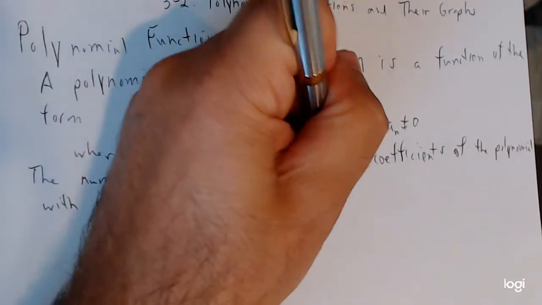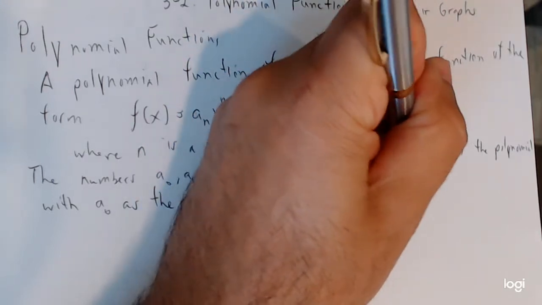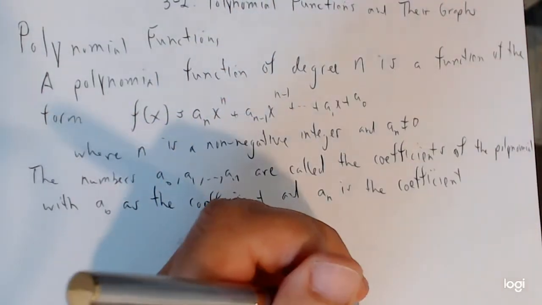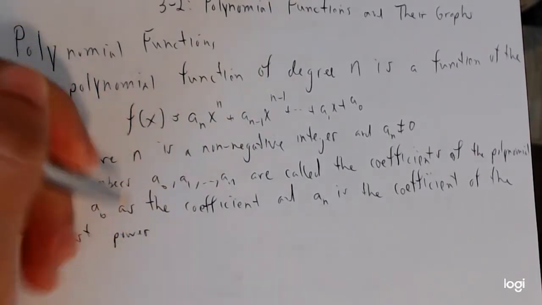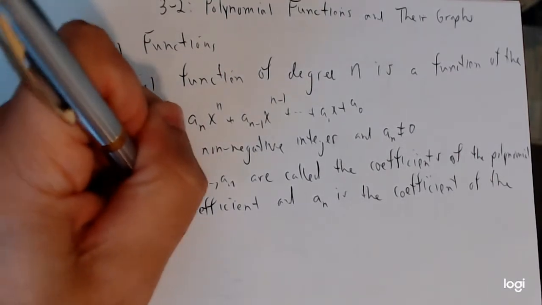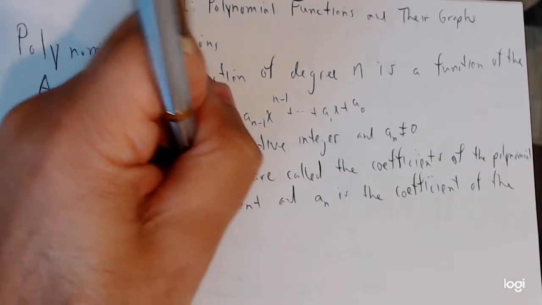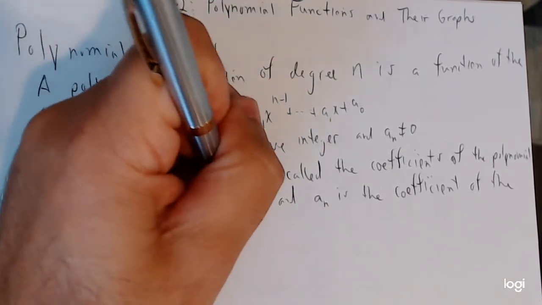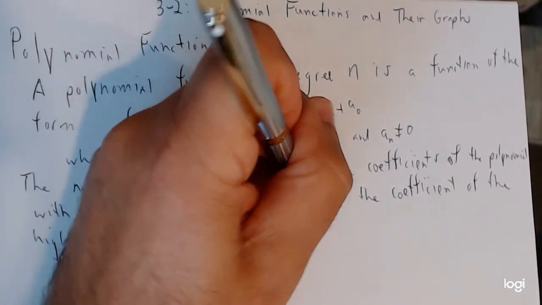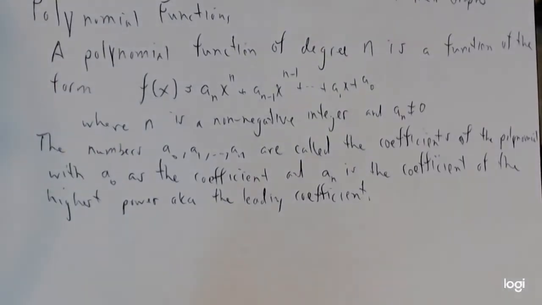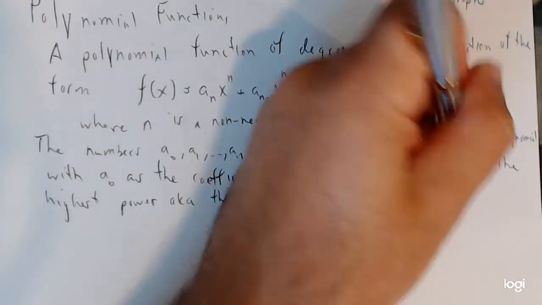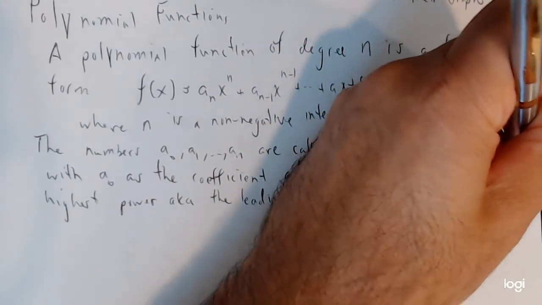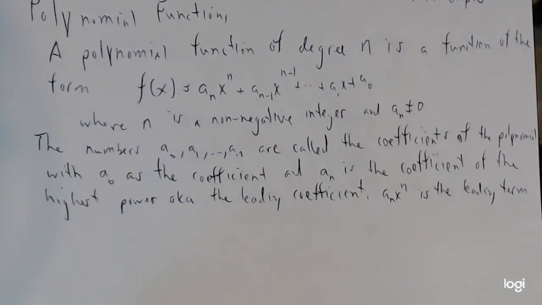And a sub n is the coefficient of the highest power, also known as, so we can put aka, the leading coefficient. And then one last term I want to mention here is the entire first term, right? See a sub n x to the power of n. This is the leading term. Okay, so before we get into the more complicated polynomial functions, let's talk about our basic polynomial functions.